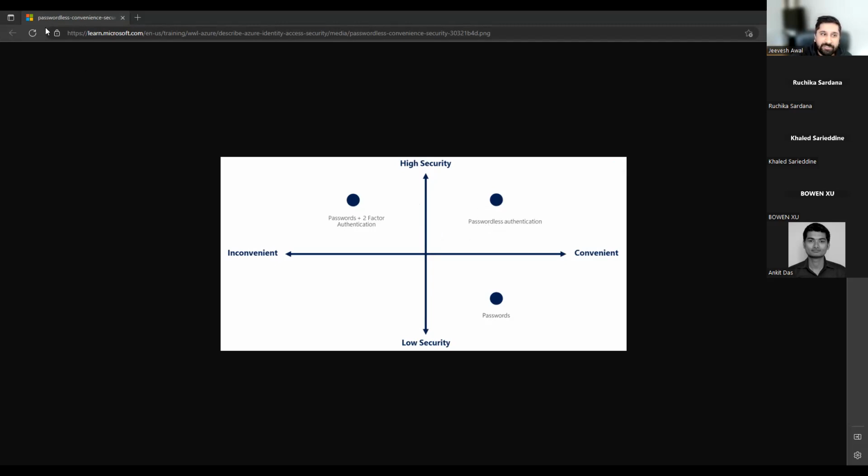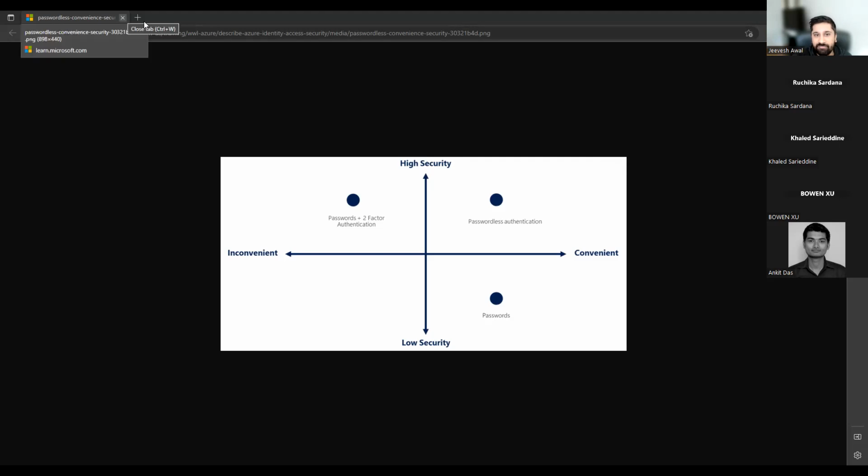But if you see, this is the official documentation of Microsoft. So as per Microsoft, for AZ-900, remember, passwords are low security and convenient. Password plus two-factor is high security but inconvenient. Passwordless is the most convenient high security mechanism. I know many might argue on this, but this is as per the official documentation. As you can see, this is a link from learn.microsoft.com itself. So you can refer to it if required.